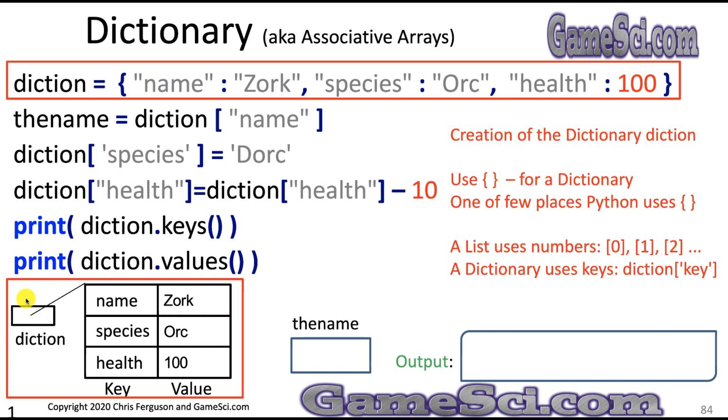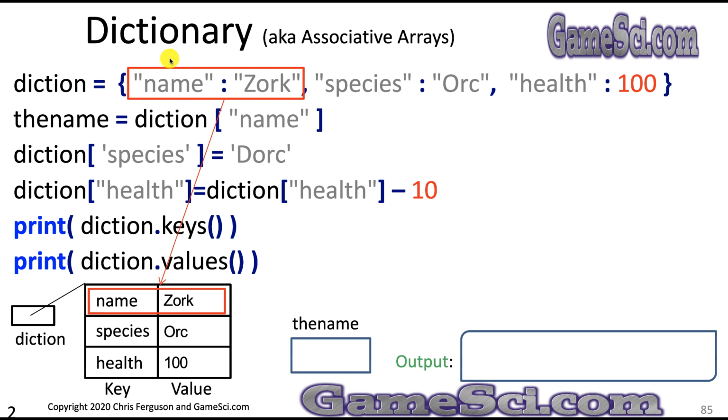Diction, of course, is a reference to an object, so it will point to the dictionary object. Let's go through this line step by step. The first thing listed in our dictionary is name : Zork. That means we want name to be the key, and the value associated with that key will be Zork. And you'll see it's stored in the first row of our dictionary.